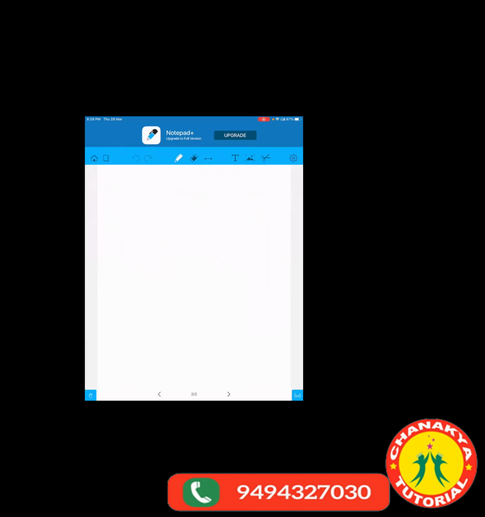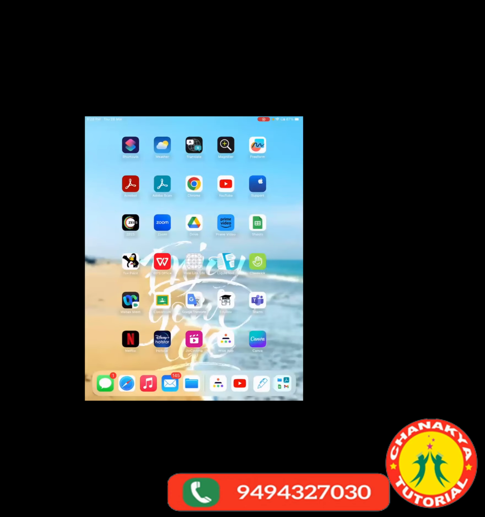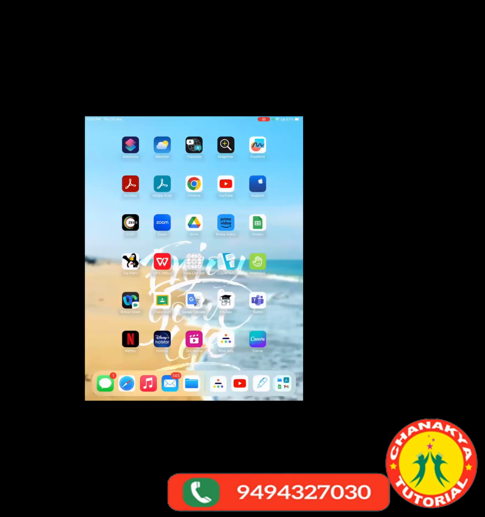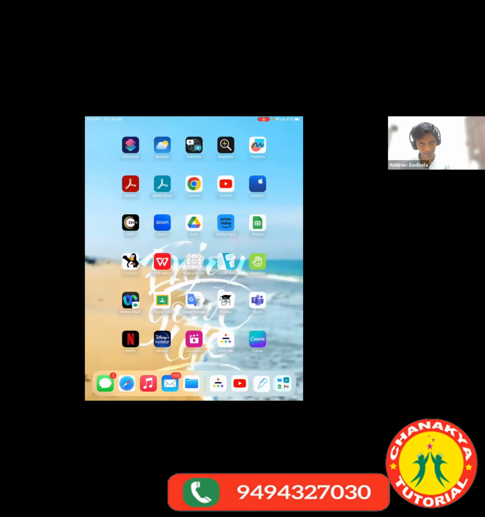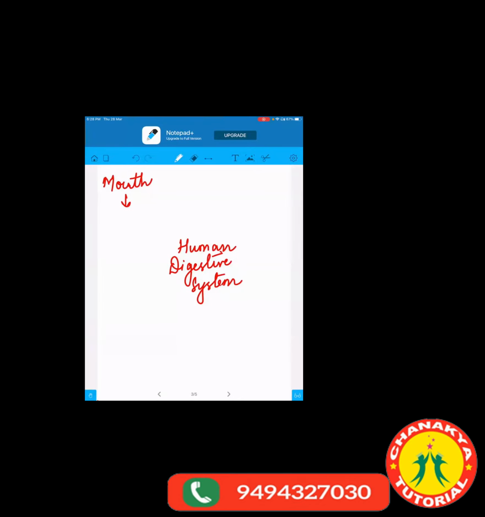So talking about the human digestive system, it involves different parts of the organ. From where does it start? It starts from the mouth. From the mouth, it goes to which part? It goes to the next part called the esophagus.